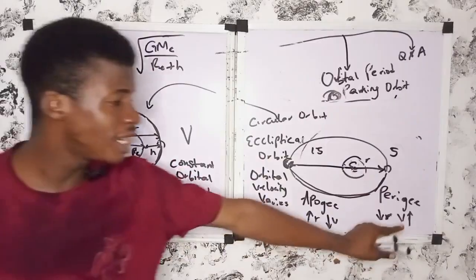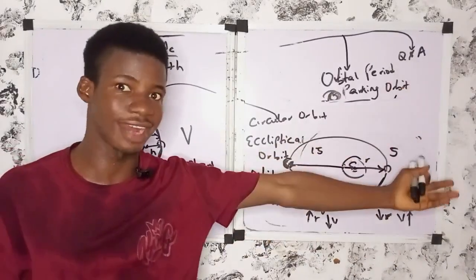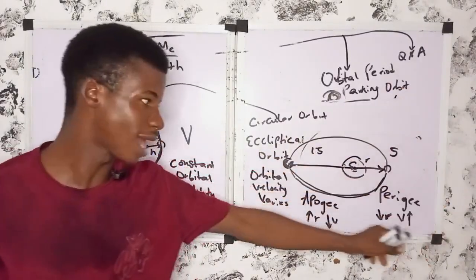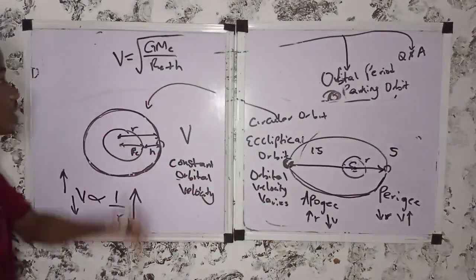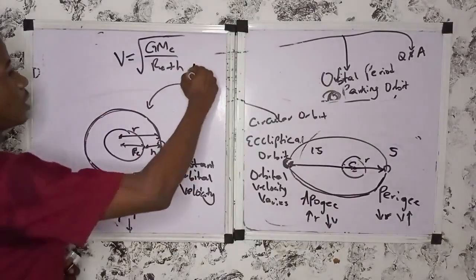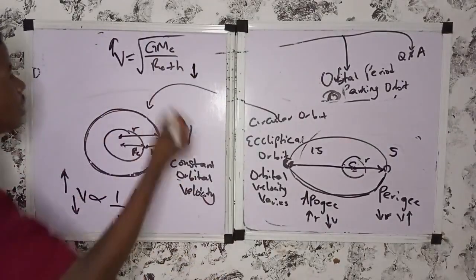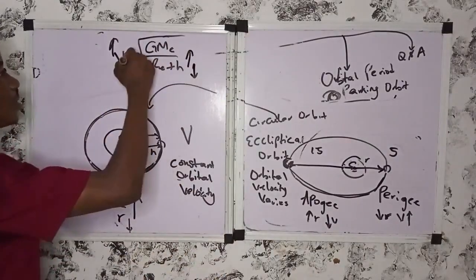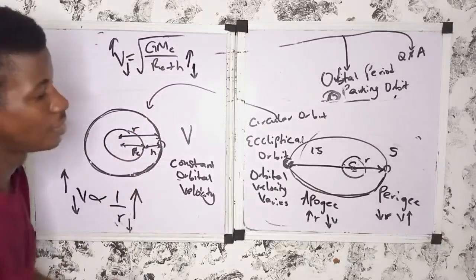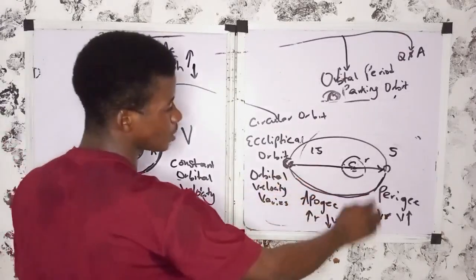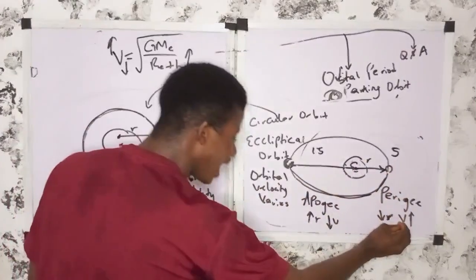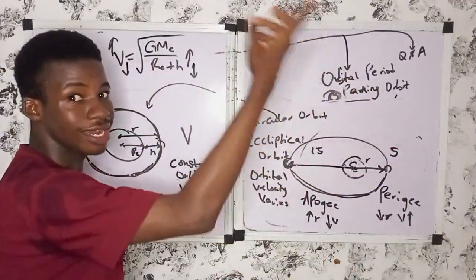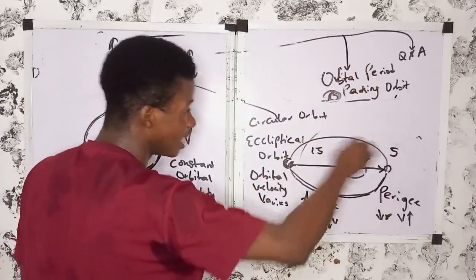So please take note, at perigee, the orbital velocity is very high. Why? Because of the radius between them: the smaller the radius, the higher the speed. The larger the radius, the lower the speed, because they are inversely proportional. So at perigee, the distance between the Earth and the satellite is small, and the velocity is very high, right?